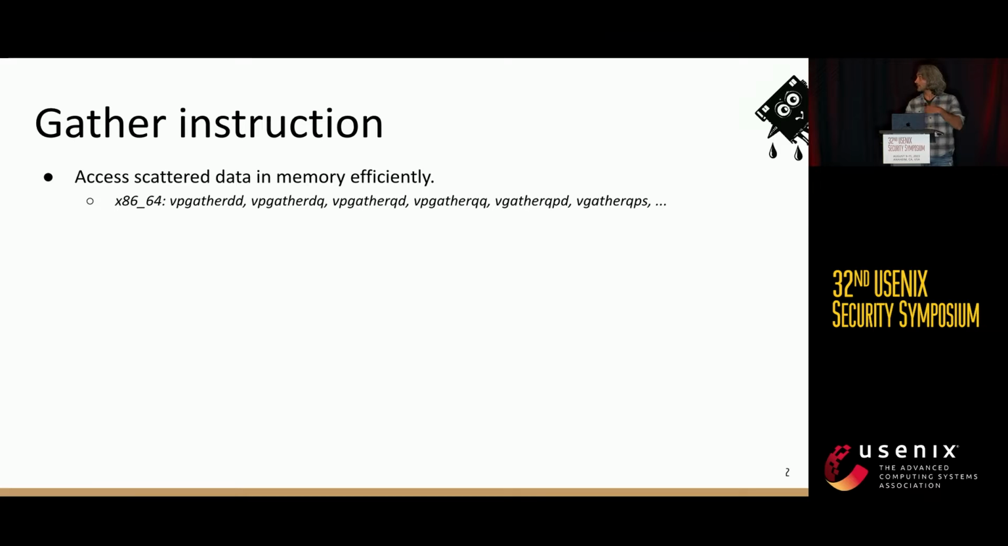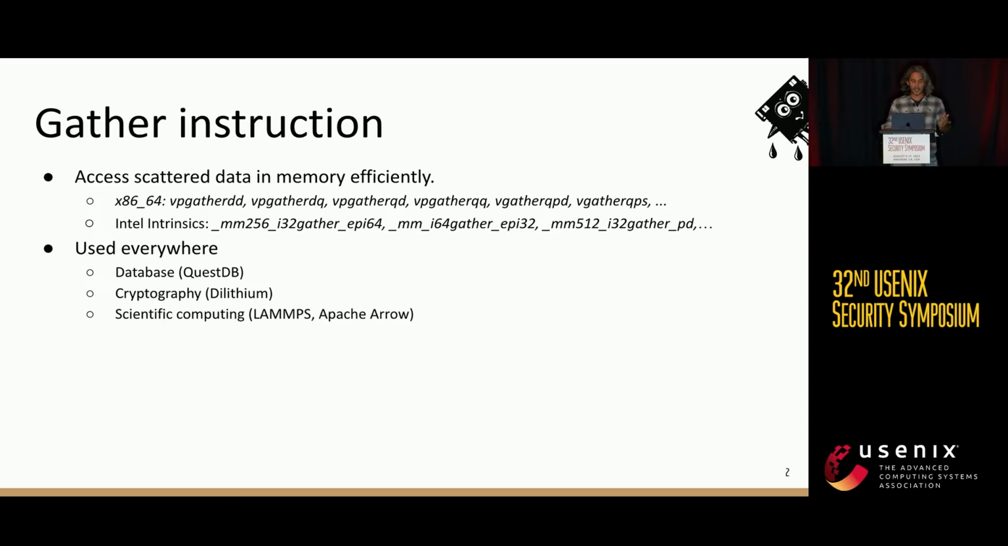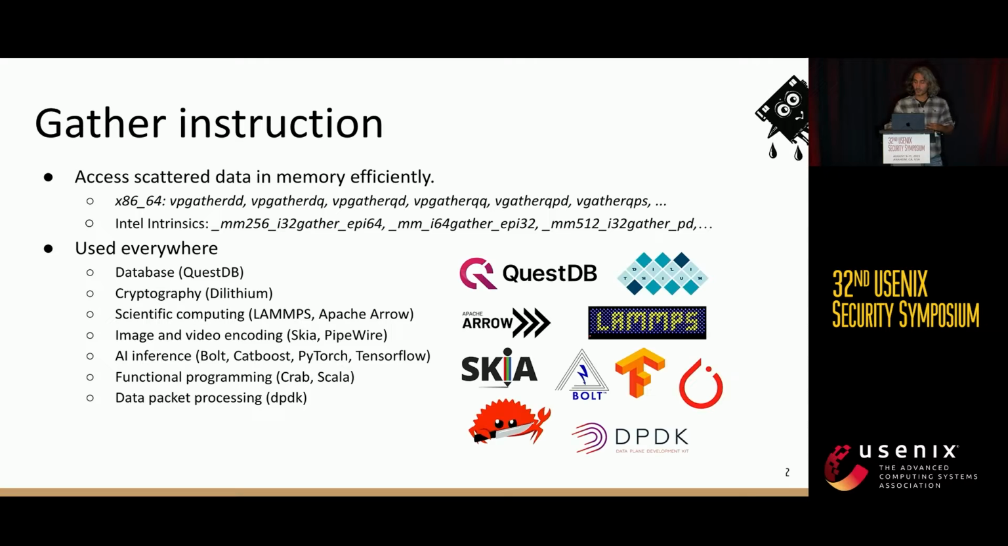We have a bunch of different instructions for different data types and different vector sizes, and we can also use this instruction as part of the Intel intrinsics library if we are writing some C code and want to directly call it. This instruction is used in a lot of places. I did a Google search on GitHub and it's used in databases, cryptography, scientific computing, video encoding, AI inference, and so on. So essentially, anybody who wants to do highly intense data processing can use this instruction to get some benefit for computation.